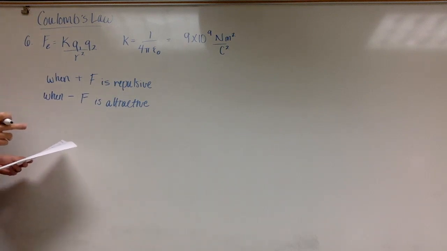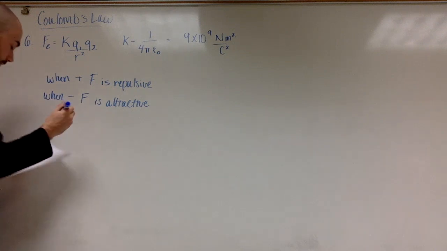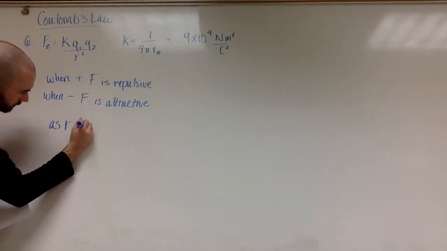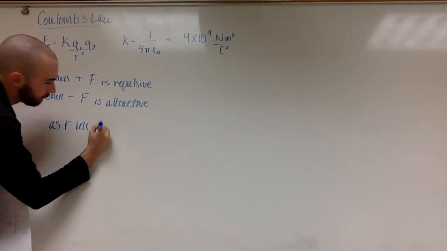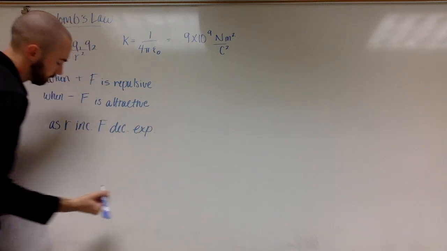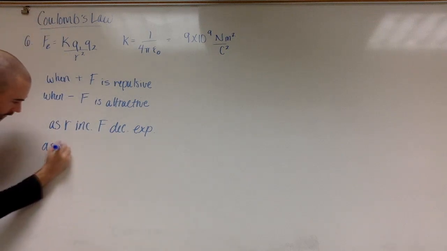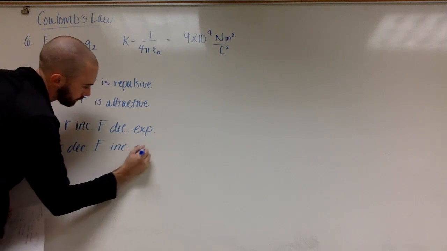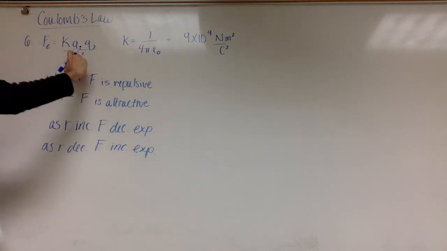So just like with Newtonian gravity, as your radius increases, force decreases exponentially. And as R decreases, force increases exponentially. That's just because of the square value there.